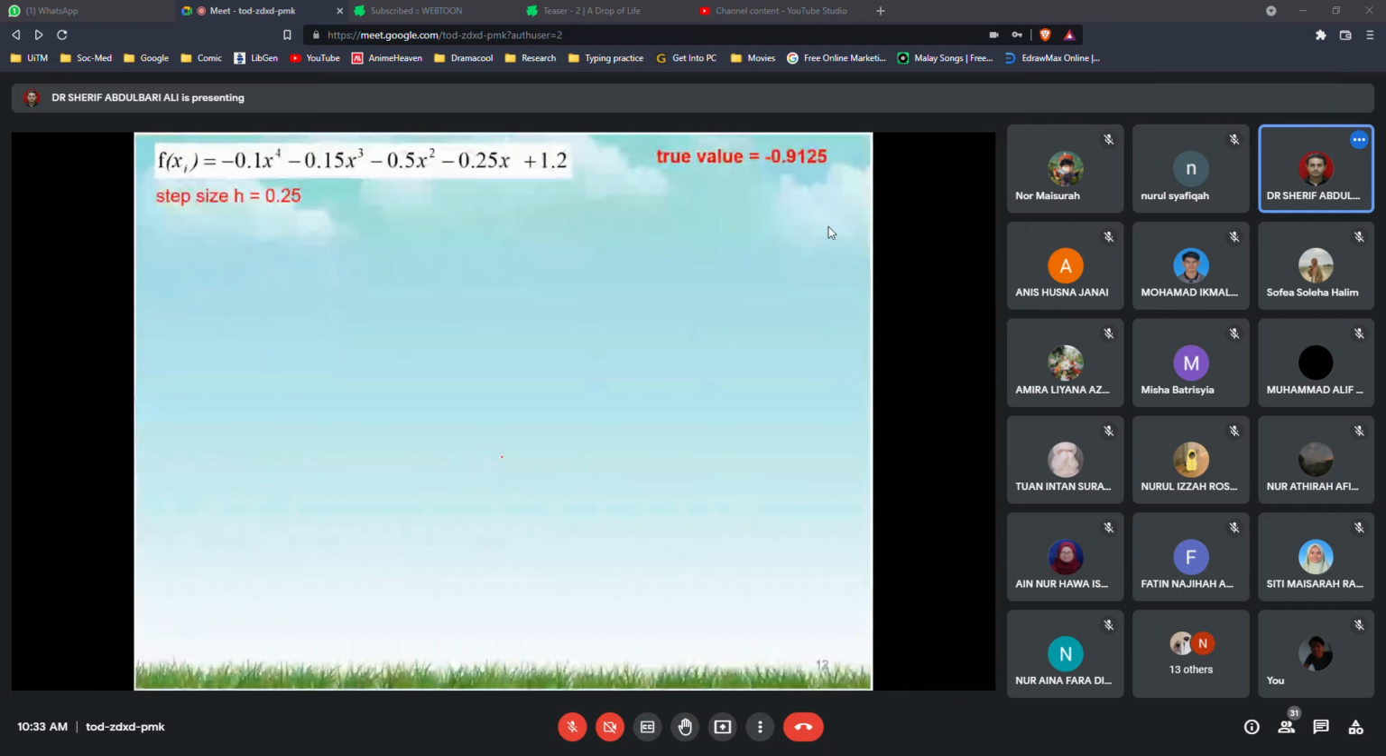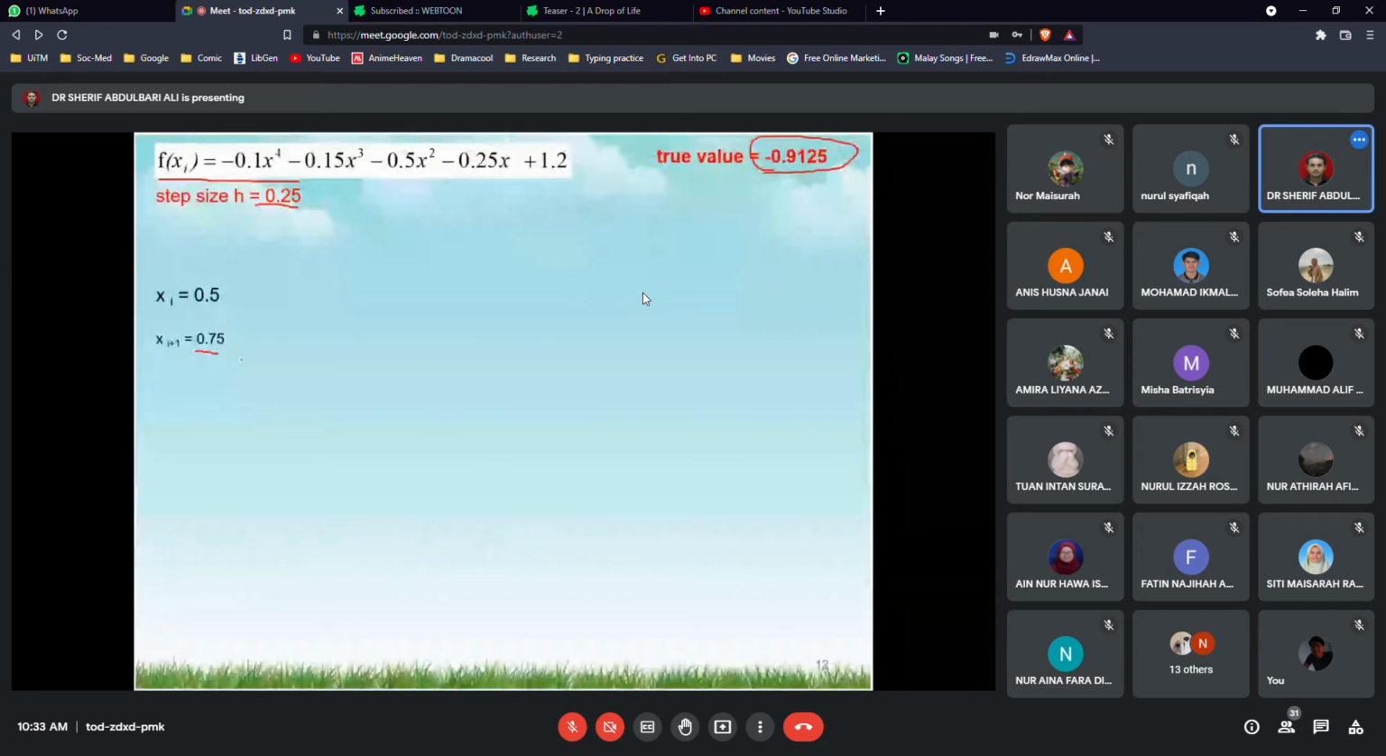We're supposed to be... the step size. So first, x is 0.5. If I go forward, xi plus 1 is 0.75. Go backward, xi minus 1 is going to be equal to 0.25. So now I need to find the function when x is equal to 0.25, 0.5, 0.75. So I put all the x's here.